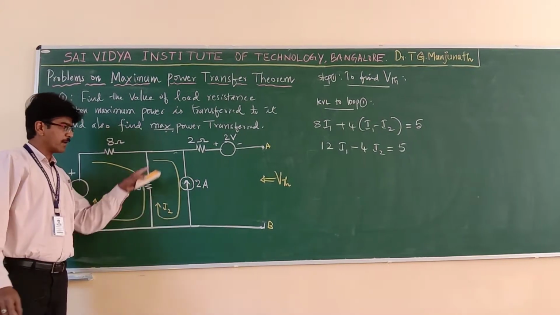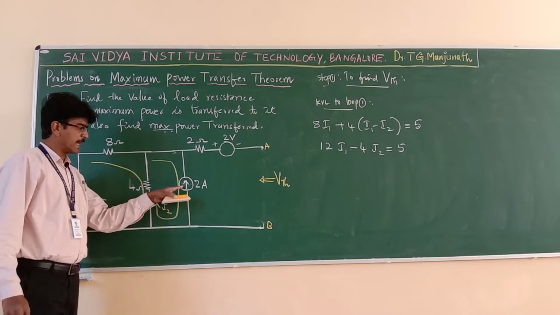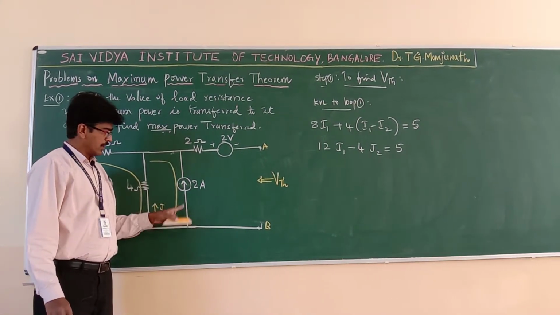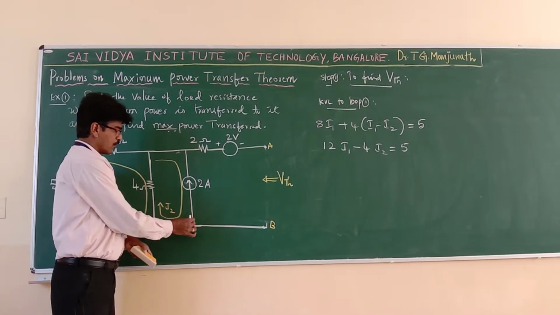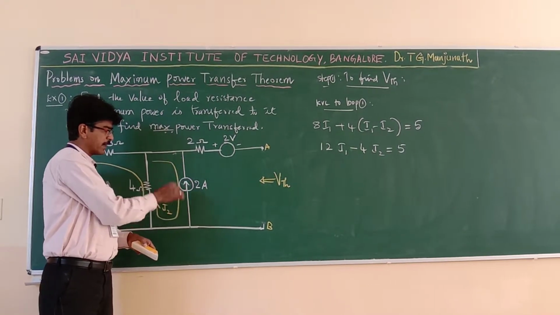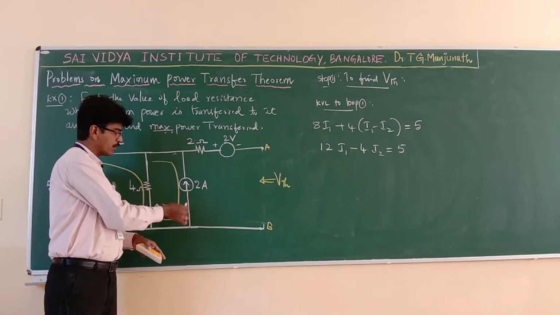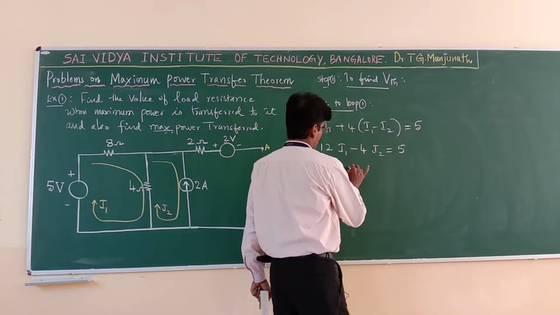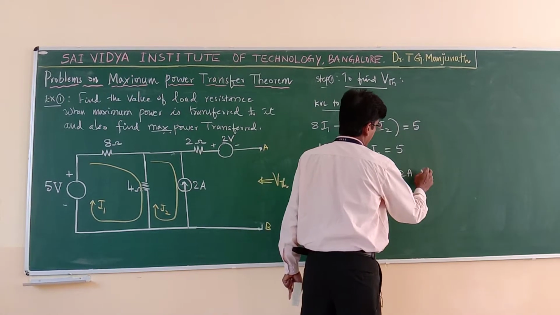Now KVL cannot be applied to the second loop because you have a current source. But I can write one current equation, I cannot write a voltage equation. So this current source value is 2 ampere flowing upward. In the same wire, the loop current is flowing downward. Hence, I can write I2 is minus 2 because it is opposite. So what is I2? It is equal to minus 2 ampere.